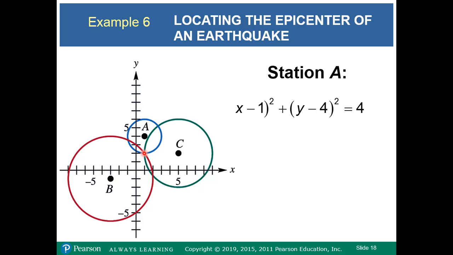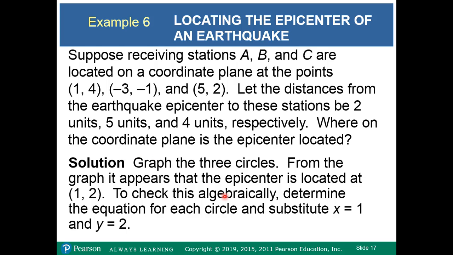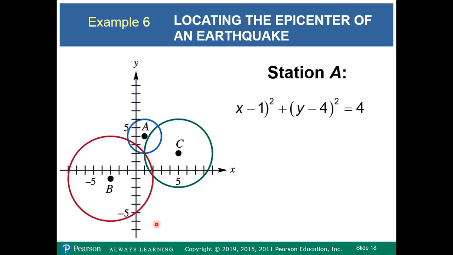So it appears from the graph that it is going to be 1, 2. But how do we show this algebraically? We're going to determine the equation for each circle and then substitute 1 and 2 and see if they satisfy all 3 equations. So solution A, here's what we get: x minus 1, and y minus 4 quantity squared equals 4. So there should be a parenthesis here.